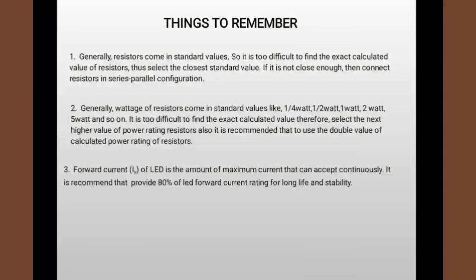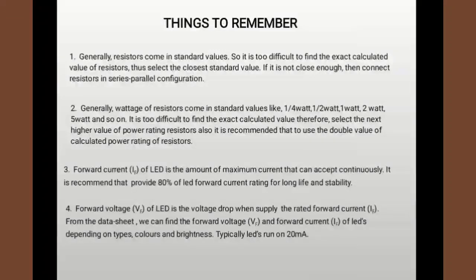Forward current of an LED is the maximum current that it can accept continuously. It is recommended to provide 80% of the LED forward current rating for long life and stability. Forward voltage of an LED is the voltage drop when supplying the rated forward current. From the datasheet, we can find the forward voltage and forward current of LEDs depending on types, colors and brightness. Typically, an LED runs on 20 mA.